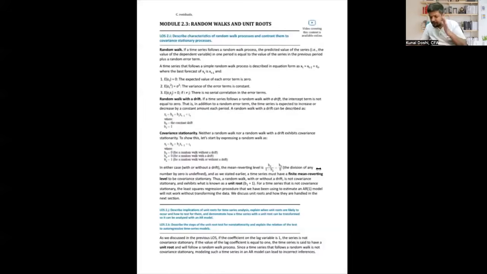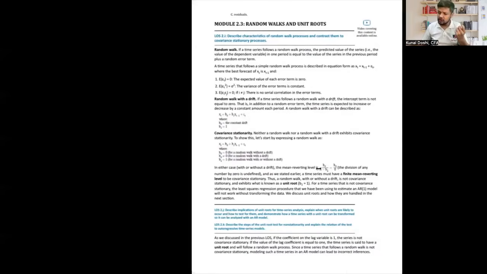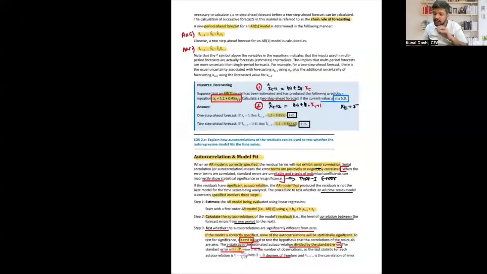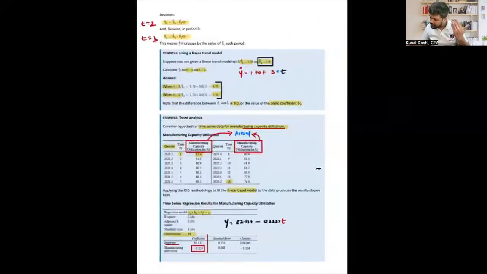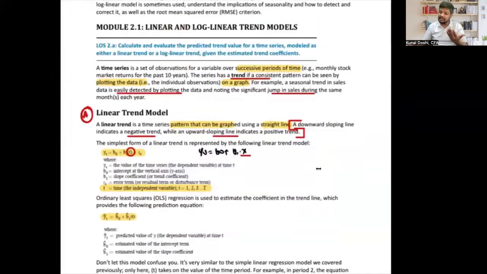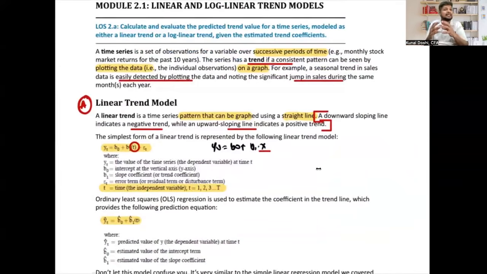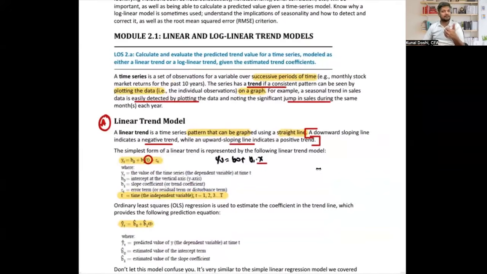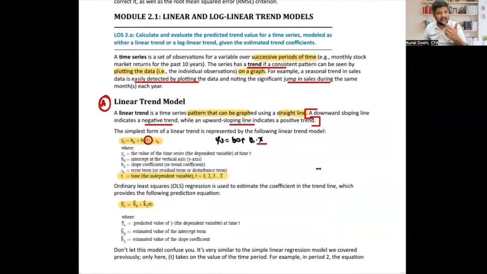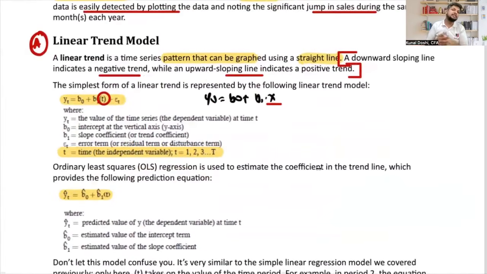Okay, so before we start, what is random walk and unit roots? Let us quickly take a snap about what exactly we covered till now. First, we did start time series model where we are trying to understand the trend or the pattern. So we did the linear trend model, everyone visible, right? Linear trend model where y equals b0 plus b1 t based on some time.